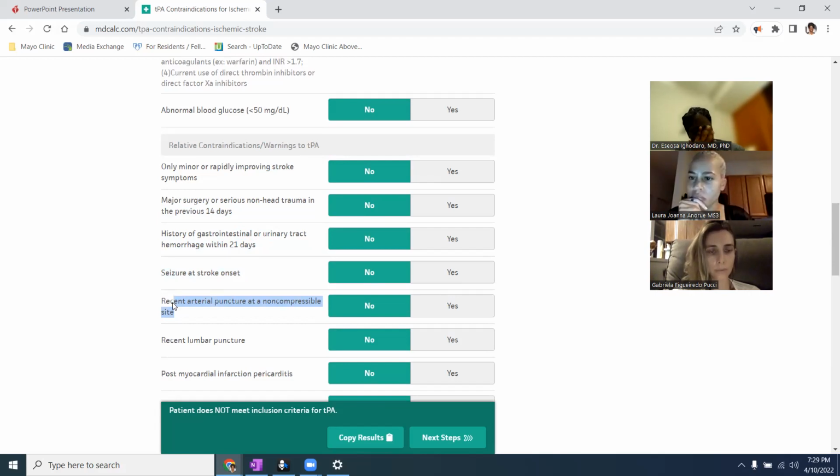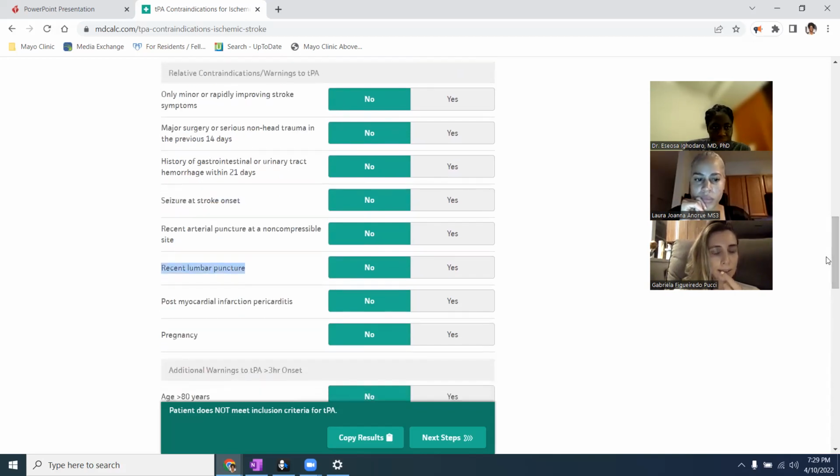But I'm going to talk about this with some colleagues. Some of the non-compressible sites would be like if a patient just had a dialysis catheter placed, or if they had a PICC line placed. Those are the things that you would want to be asking the patient. If they just had a lumbar puncture, you just punctured their CNS, you give them blood products, they could theoretically bleed.